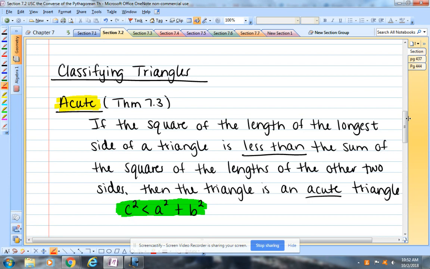So if it equals it, it's a right triangle, correct? If this equals it, it's a right triangle, okay? If the hypotenuse, the longest side squared, is less than the sum of the squares of the other 2 sides, then it's an acute triangle. Okay? Less than is an important word. You might want to highlight that. Circle it. So we're going to do our setup backwards, c squared, and then compare it to a squared plus b squared. Okay? So if this turns out to be less than, then it's an acute triangle.